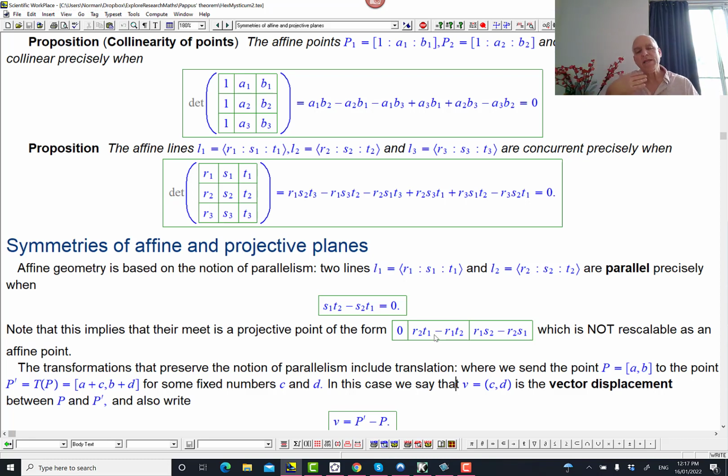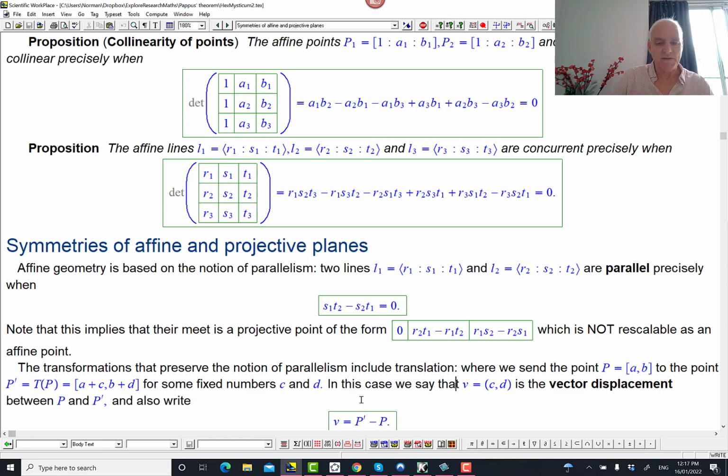Okay, the transformations of affine geometry, which are particularly important for us, are the ones that preserve the notion of parallelism. And the simplest such are translations. If you translate two parallel lines, they still stay parallel. And algebraically, that amounts to, say, taking the point P, which is (A, B), to the point (A plus C, B plus D), for some fixed numbers C and D.